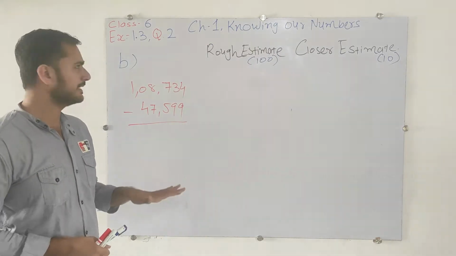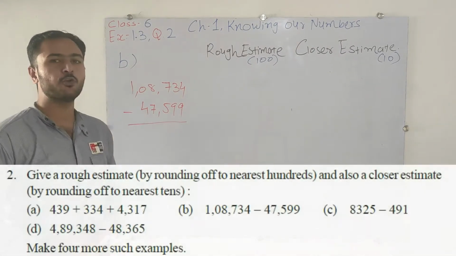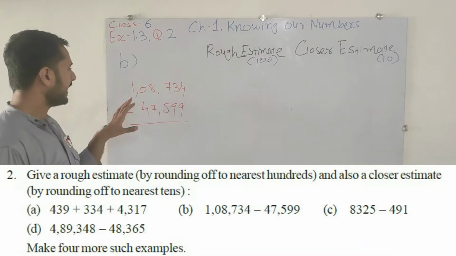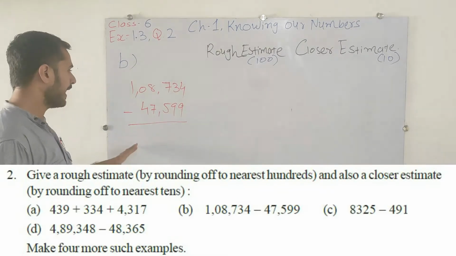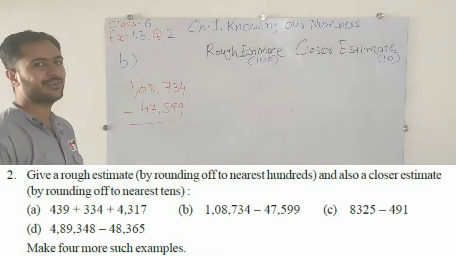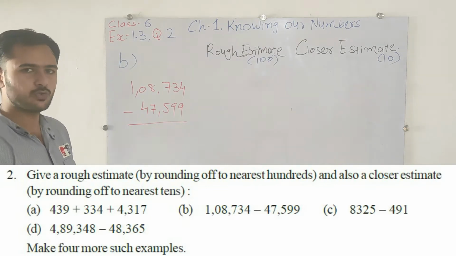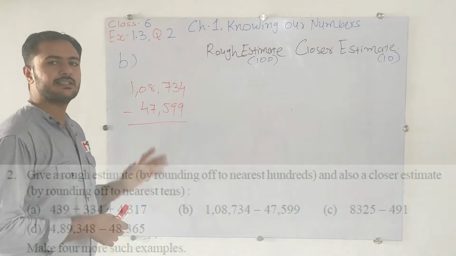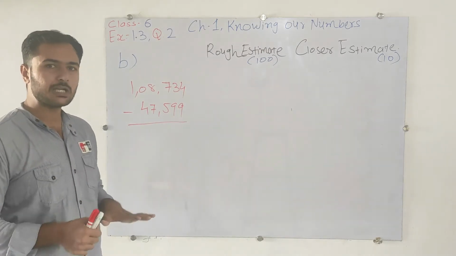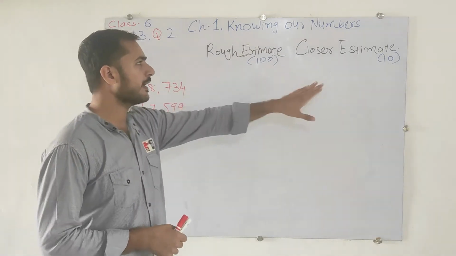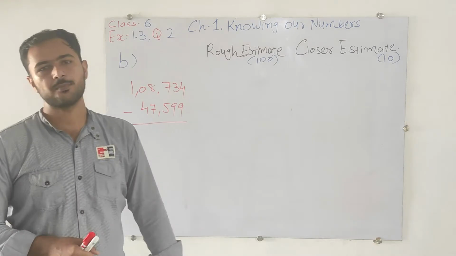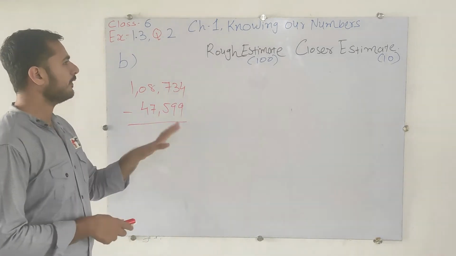Now see the next, that is sub question B of question number 2. 1,08,734 minus 47,599. Which operation are we going to do here? That is subtraction. We will do the subtraction, but we have to do it by a rough estimate as well as a closer estimation. So let's start with the rough estimation.